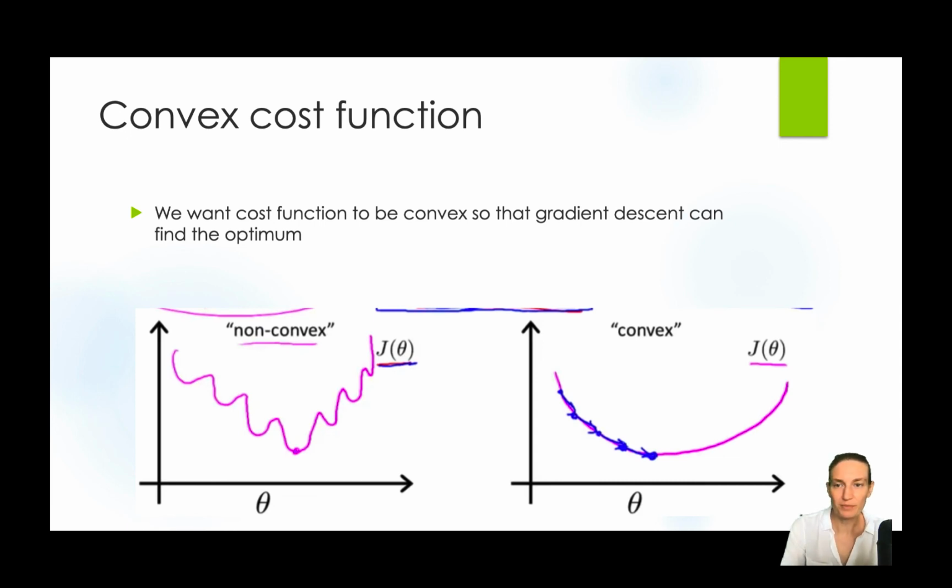Now, whenever we're optimizing, we want our cost function to be convex so that we can use optimization functions. This is so that we can reach the global optimum here and not get trapped in a local optimum like displayed here.